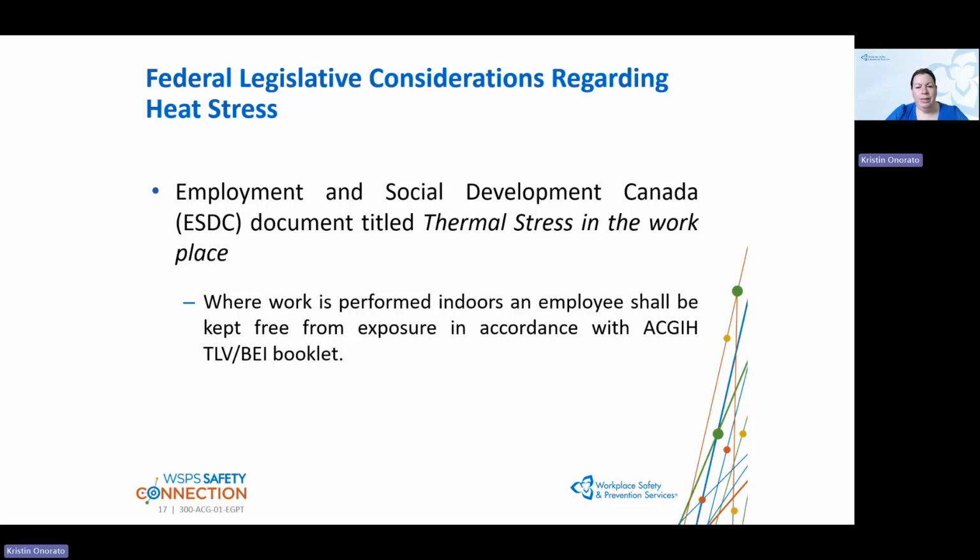So just in case we have any facilities here that are federally regulated, if you are federally regulated, feel free to put that in the chat. Federal facilities, as most of us are aware, do follow different legislation. So there are different legislative requirements regarding heat stress in the federal space. ESDC, which is the group that's responsible for federal legislation, also has a document out there titled Thermal Stress in the Workplace. And they, again, have some expectations too.